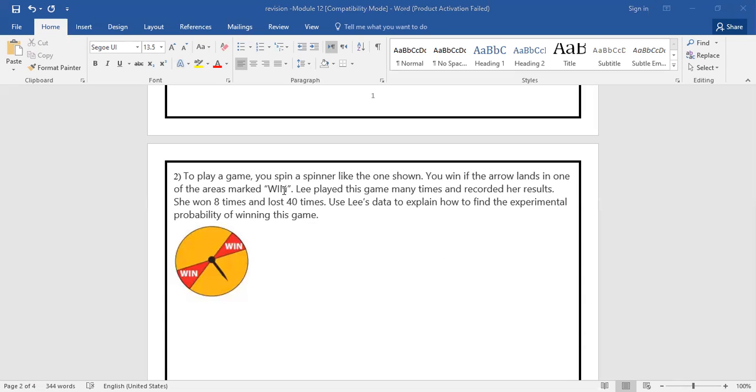So 48. At the beginning, yes, we have to write the total number of what? Of trials. It will be 8 plus 40. So the answer will be equal to 48. After that, we want to calculate the experimental probability of winning this game.